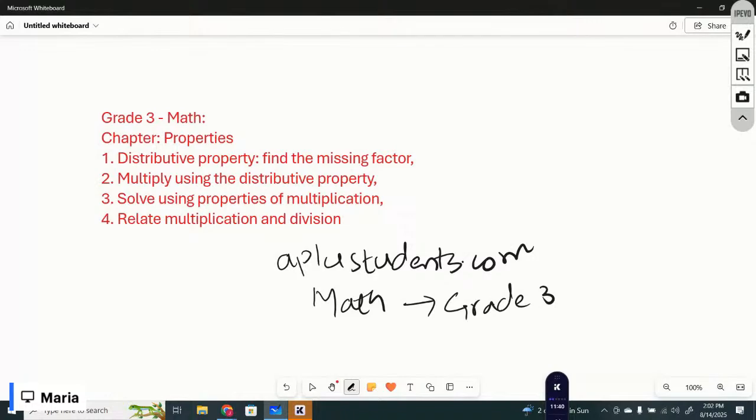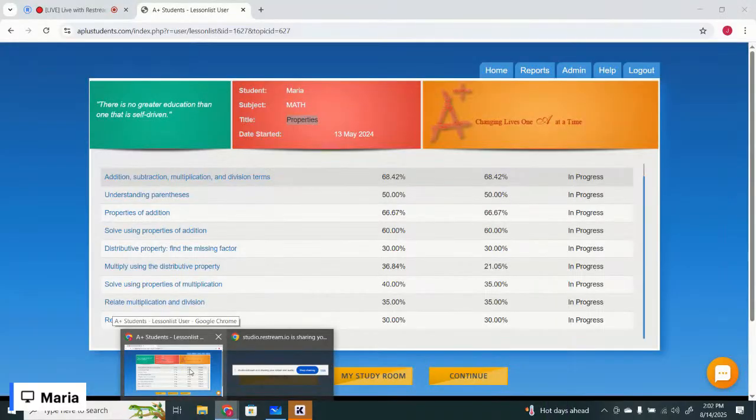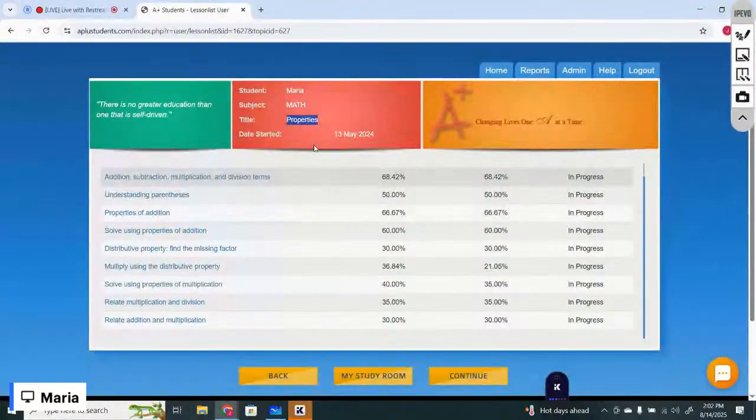Please make sure you have your notebook and pencil so you can note down the important examples and definitions as well. Here I'm on grade 3 math properties. Let's start with the lesson multiply using the distributive property.